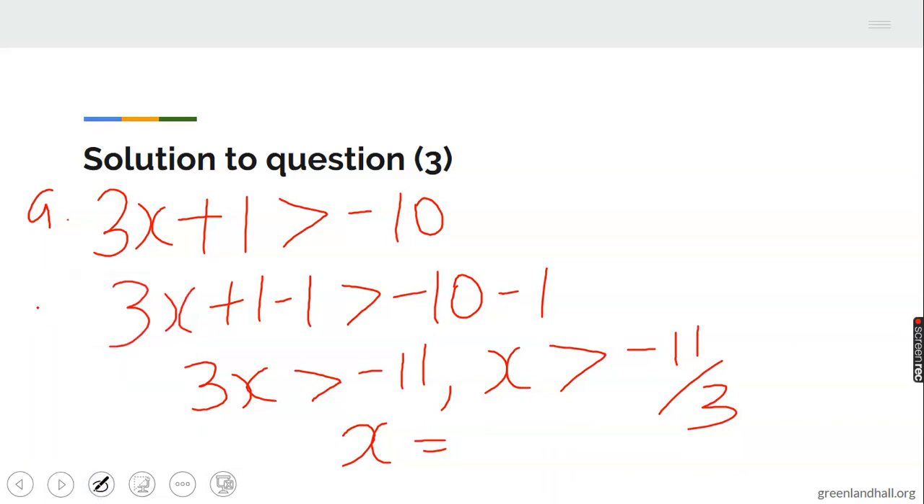Okay. What do we have? We have minus 11 over 3, right? Minus 11 over 3 is what? That is minus 3 whole number 2 over 3. And x is greater, so that means x will be minus 3, minus 2, and minus 1.